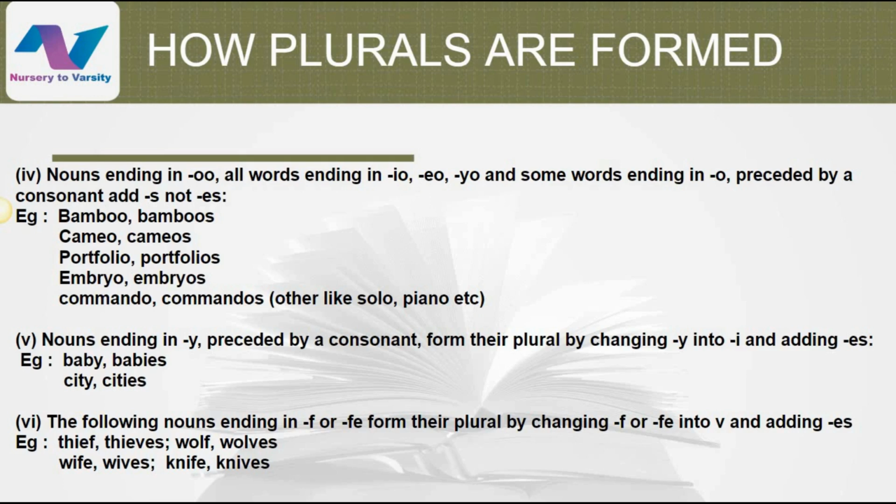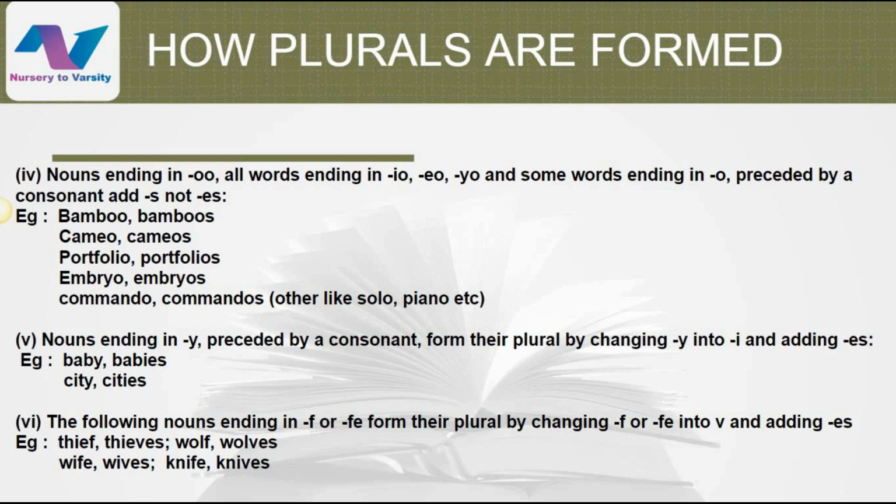Moving on to the fifth part of rule 1. Nouns ending in y preceded by a consonant form their plural by changing y into i and adding es. So if I say baby, ending with y having a consonant before y, that is b, then I'll simply take out y and place ies in place of it, and I'll get the plural form. Similarly with city, I'll simply take out y and put ies. And that's how it goes.